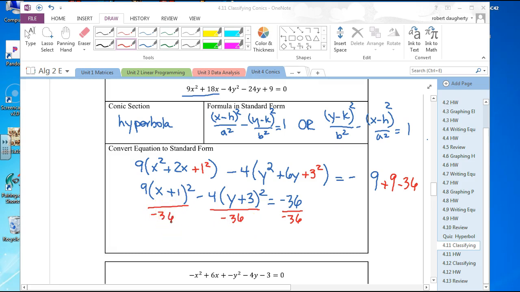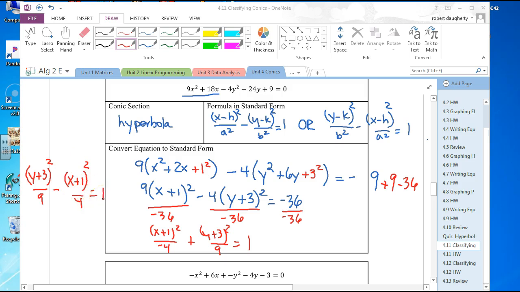Okay. So what does this become? 36 divided by 9 is what? So this is (x plus 1) squared over negative 4. What's negative 36 divided by 4? 9. So this is (y plus 3) squared over 9 equal 1. Not yet. So flip the equation. I would take that as a correct answer, but we really want it to look like this. So your final answer here is (y plus 3) squared over 9 minus (x plus 1) squared over 4 equal 1.